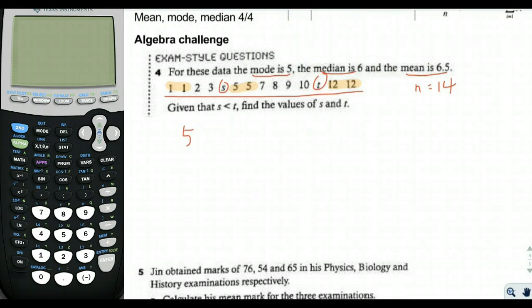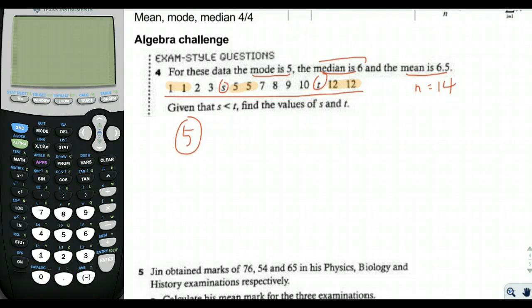Because there need to be at least 3 5s for 5 to be the mode. So that's one thing we learned. We already know that one of the missing numbers is 5. The other thing it tells us is the median is 6.